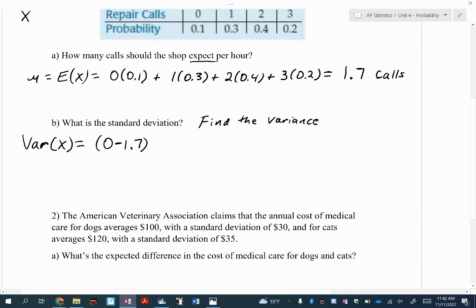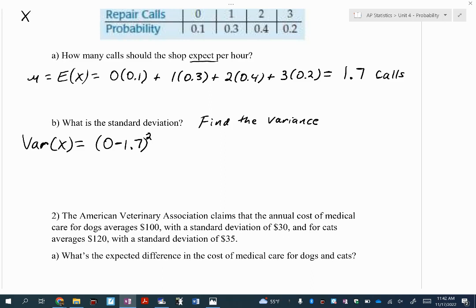Do you guys remember from earlier in this semester what we have to do whenever we do this difference here? We have to square it. Do you know why we have to square this? Let me try this. What number is going to happen when I subtract 0 minus 1.7? A negative 1.7. What happens when I do 3 minus 1.7? Positive. And so if you start taking negatives and positives and adding them together, they're going to cancel each other out. So to get around that, we square everything. So that's why we have to find the variance first to find the standard deviation.